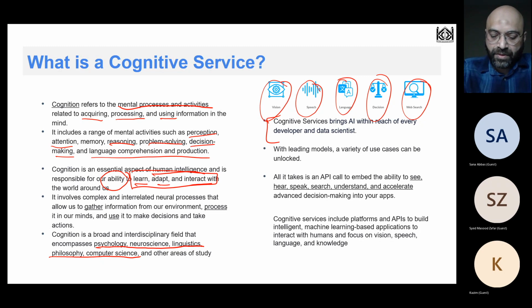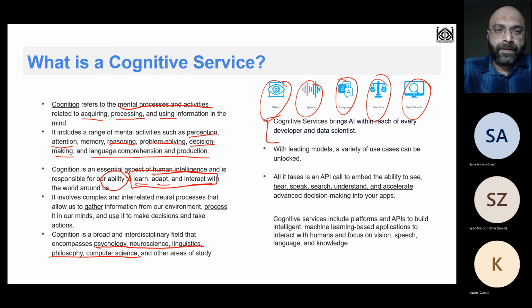So no matter what area you are developing on, or what type of data scientist you are, you will always be able to get help from it. There are leading models available, and a variety of use cases that can be unlocked through these cognitive services. Okay. I don't want to drain the entire slide. I'll let you read the slide, and if you have any question down the road, feel free to reach me out.